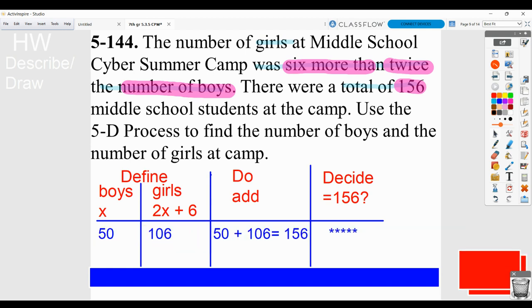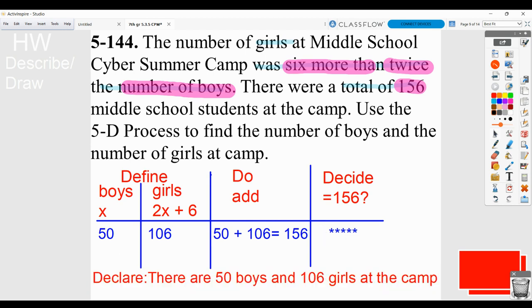So the one that actually works is 50 boys. Then the number of girls would be 2 times 50 plus 6, so that's 106. We'd show that we added 50 plus 106 and get 156, which means ding, ding, ding, we have an answer that works. And then our last part would be to declare our answer. So we would declare that there are 50 boys and 106 girls at the camp.